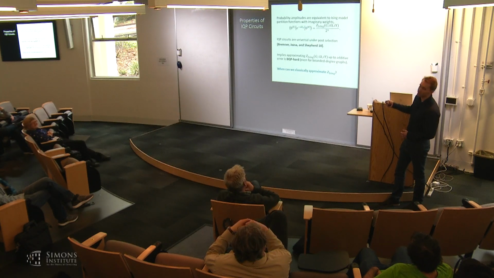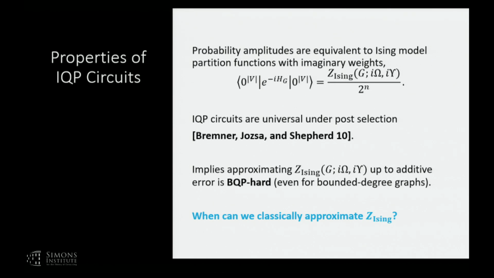You can get an additive error approximation to this thing within 1 over poly, or if you get rid of the 2 to the n, it's 2 to the n over poly. Yeah. Okay. I mean, it's not a great approximation, but it's everything a quantum computer can do in the decision language. Okay, so the question is, when can we approximate this Ising model with complex values? So any time that we can approximate it, we can approximate the quantum amplitude.